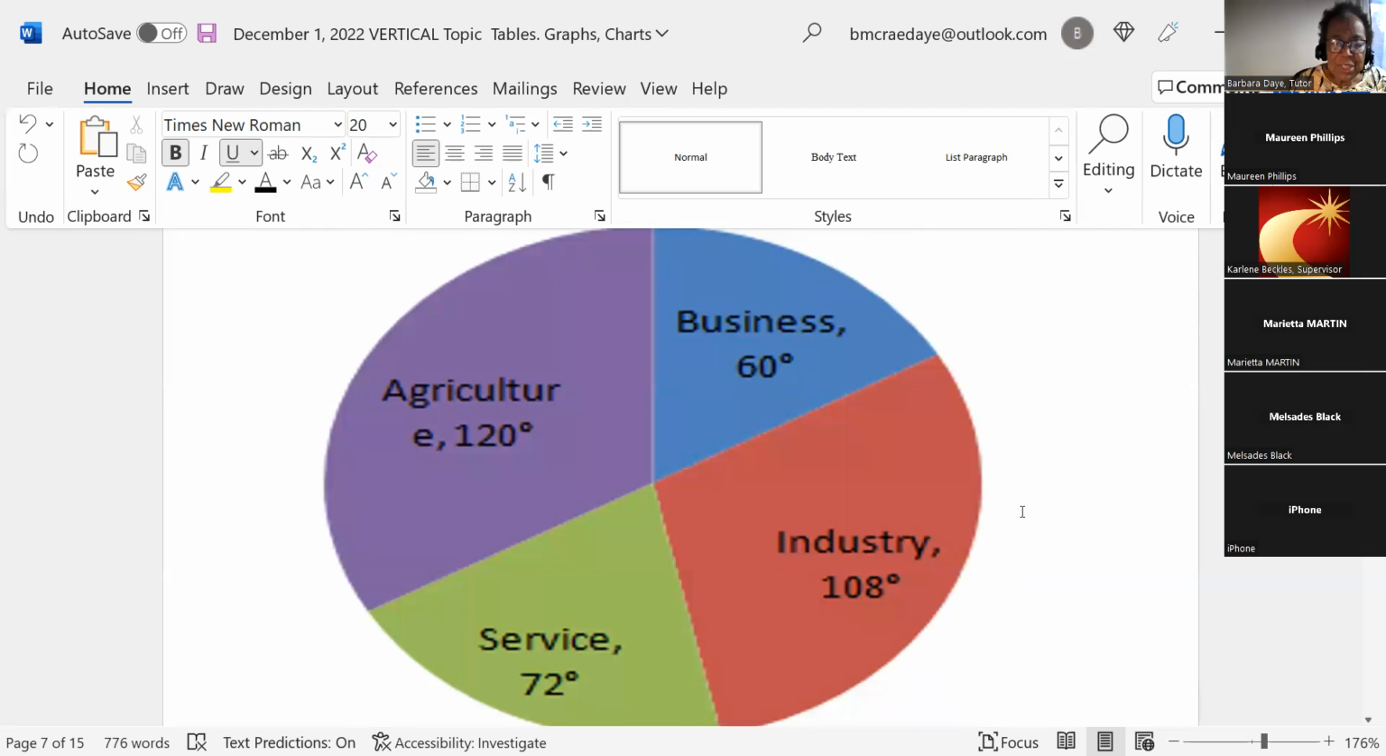And how many degrees make up a circle? Anybody? 360. Thank you, Maureen. The circle adds up to 360 degrees. So if you add up all these portions, you should get 360. Now add them up. What do you get, Marietta, when you add up all of these?